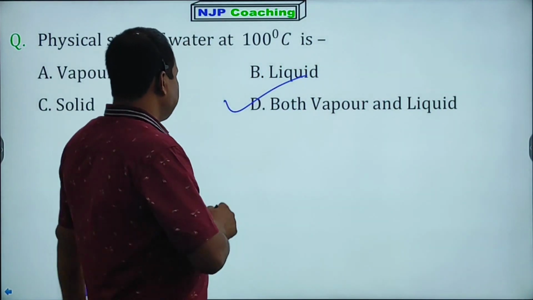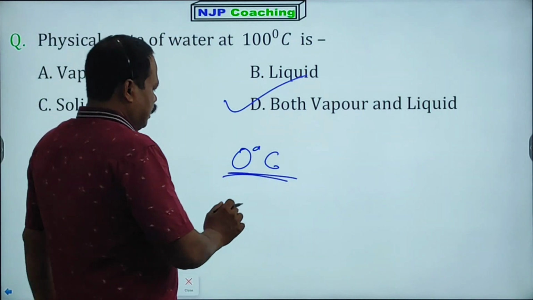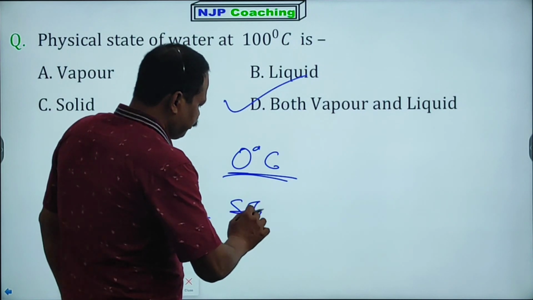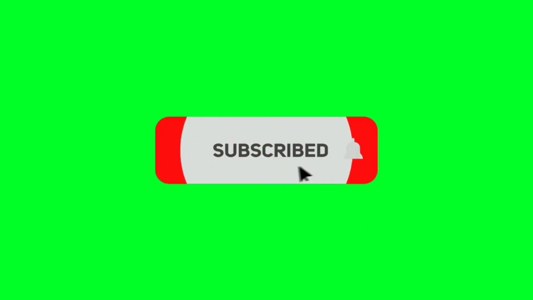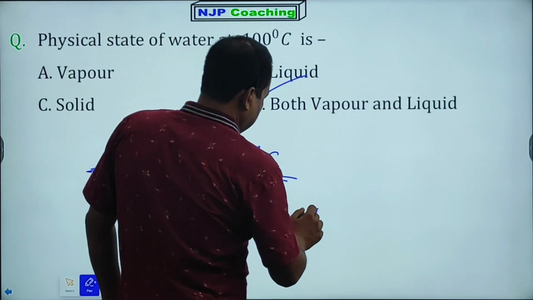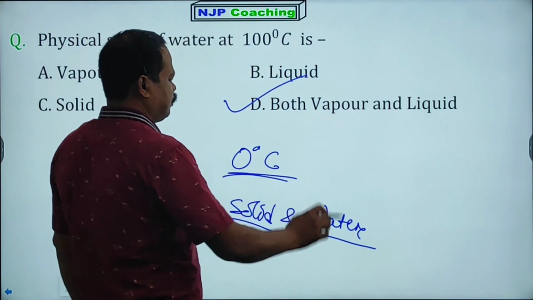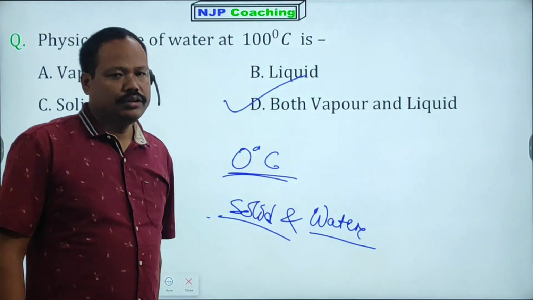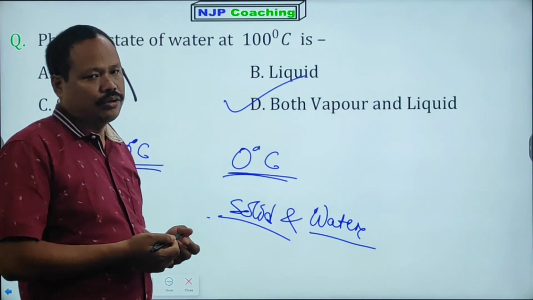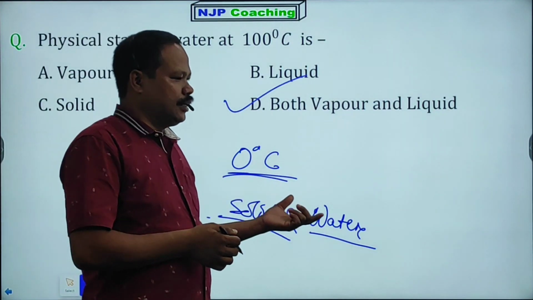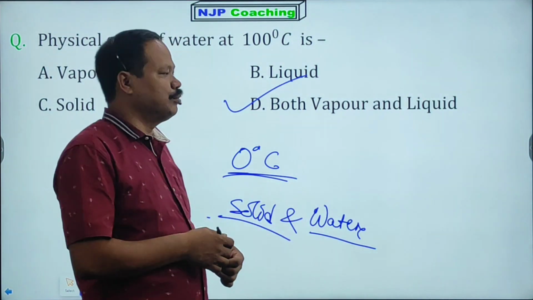Similarly, at 0 degree centigrade, water is solid and as well as liquid water also. Solid and liquid water, both. Because at 0 degree centigrade, if there is no latent heat, then that is solid. If the water contains latent heat, then it is liquid. Okay?